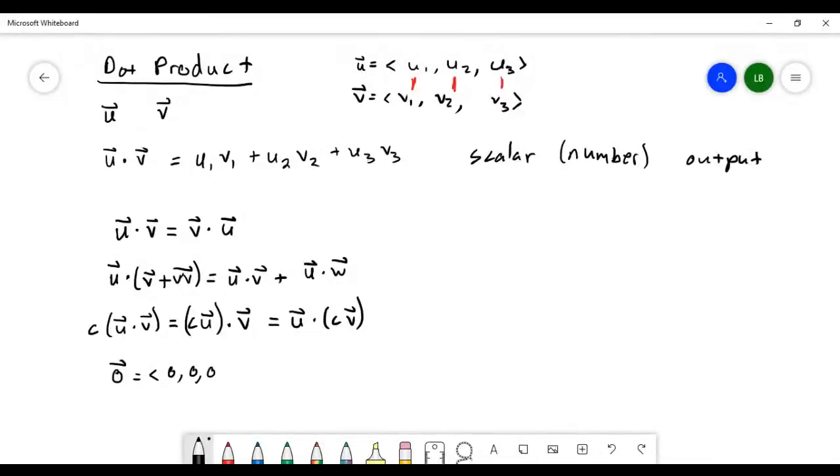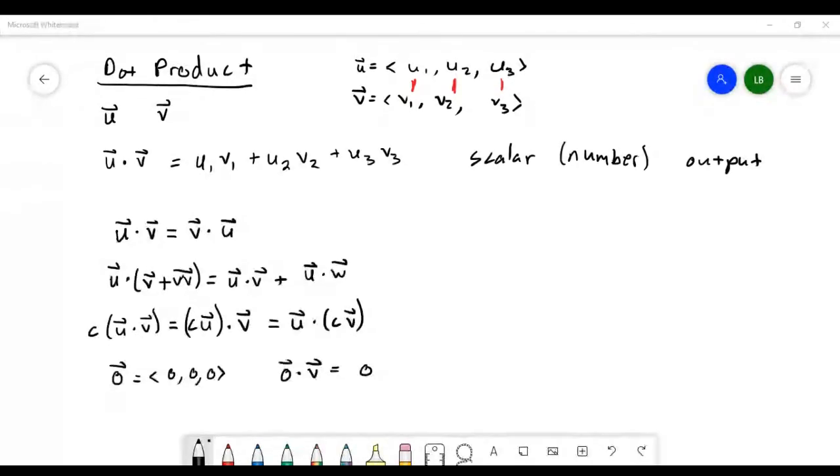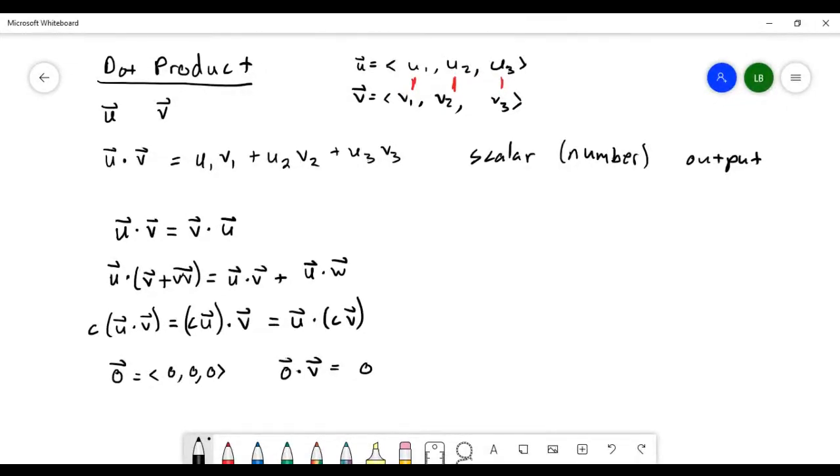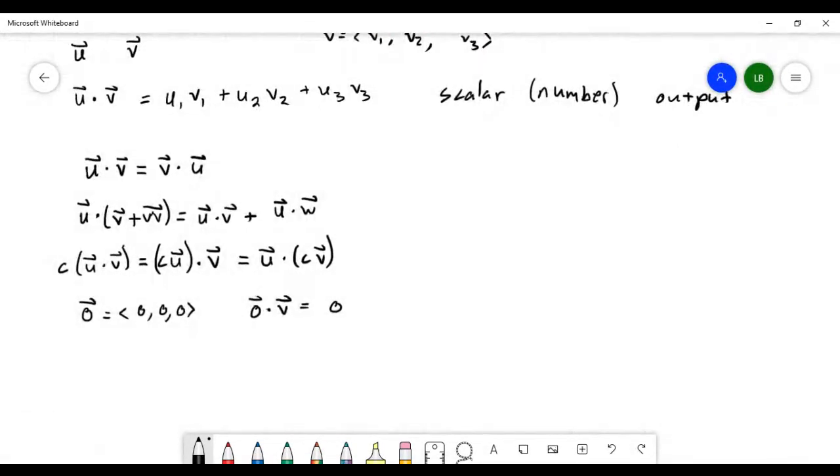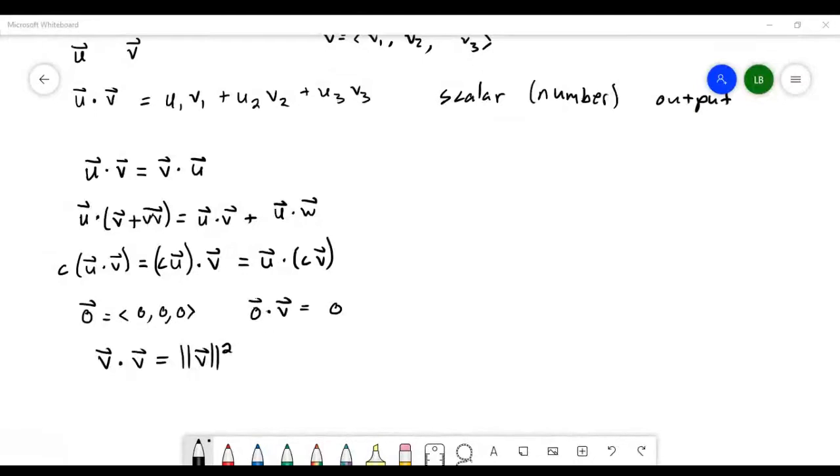A zero vector is a vector that has 0 for all its components. And if we take the 0 vector dot any other vector, then that gives us 0 as a scalar. And lastly, there's one other property I want to talk about, and that is if you take the dot product of a vector with itself, you get the magnitude of the vector squared. Any questions about any of this?